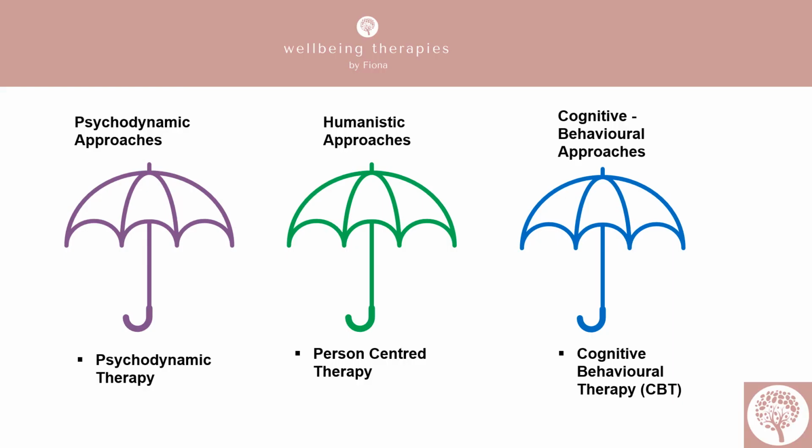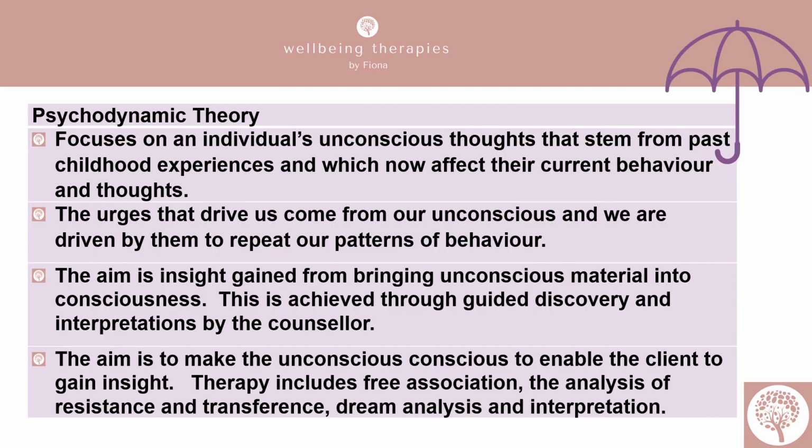So let's just have a quick recap on the three types of approaches and the differences between them, the differences between psychodynamic, humanistic and cognitive behavioural approaches. So the first area, psychodynamic theory. This focuses on an individual's unconscious thoughts that stem from the past, from childhood experiences, and it assumes that these now affect current behaviour and thoughts.